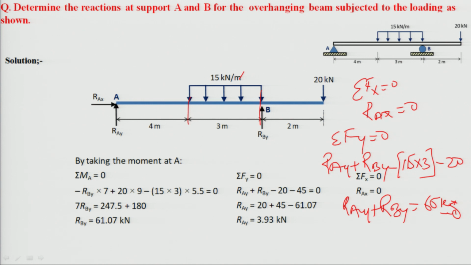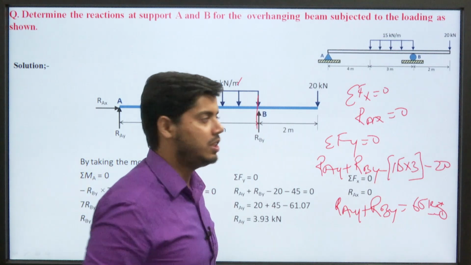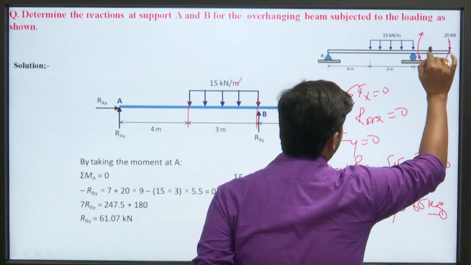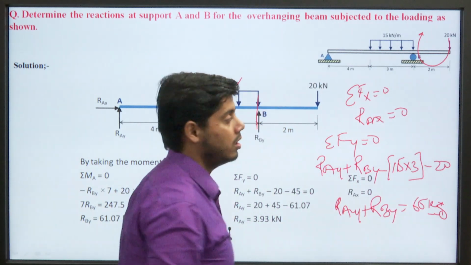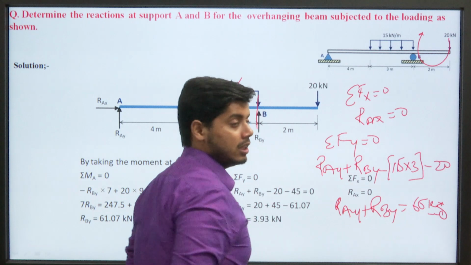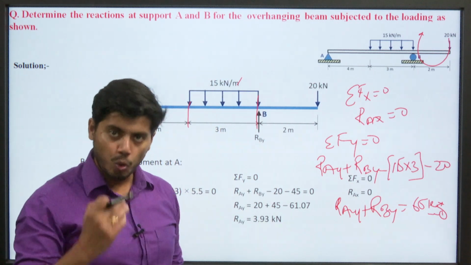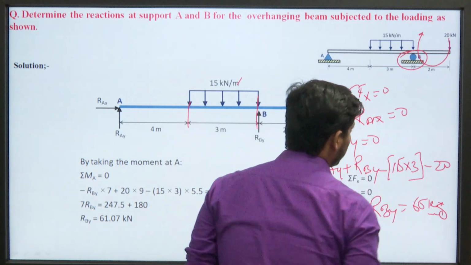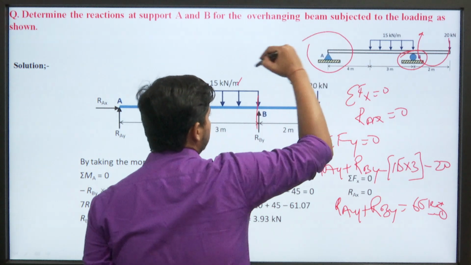Next step is to take the moment at any of the supports equal to 0, but here we don't have the liberty to take the moment at any support equal to 0, because one of the supports is inside the beam length. Due to this 20 kilonewton load, there will be a moment acting at the support, because this is also force into perpendicular distance. Due to this, there will be a permanent moment developing. So, we do not have the liberty to take the moment at this support equal to 0.